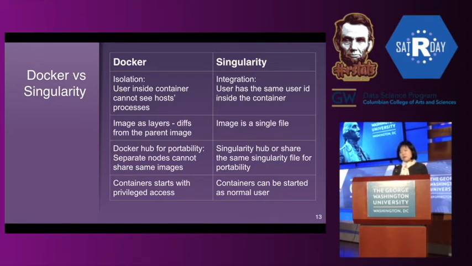In Singularity, the whole thing is one single binary file, which means that portability is much easier. So you can basically copy the Singularity image to a different machine and use it there. Instead of Docker, where you have to commit and push it to Docker Hub before you can share it with a different computer. And as I mentioned, the Docker container needs to be started with privileged access, whereas with Singularity you can start with just a normal user.